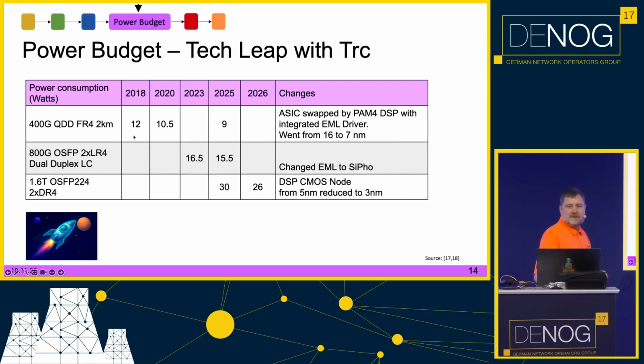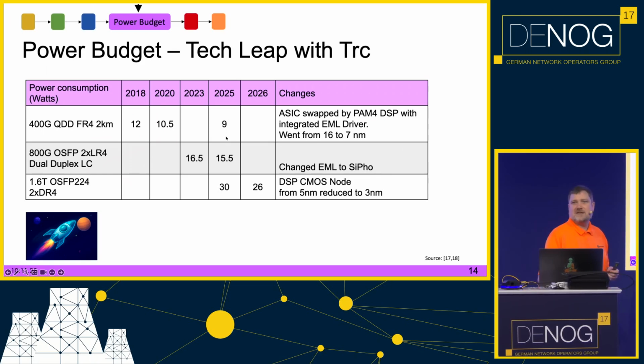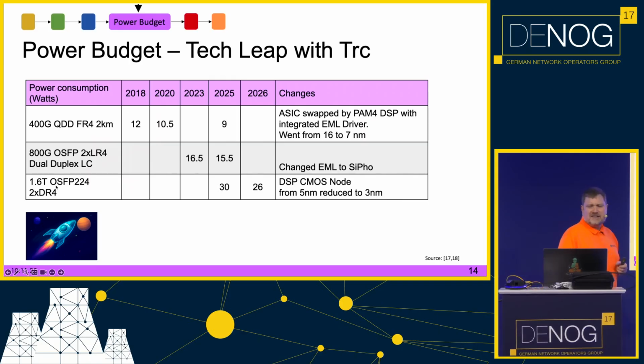And instead of 12 watts, nowadays for 400G, you can get a 2 kilometer FR4 that consumes 9 watts. So that's also an achievement. Every generation is getting better on this, quite similar to a CPU, to a computer, if you have seen over the years. And the same with the 1.6 terabit.